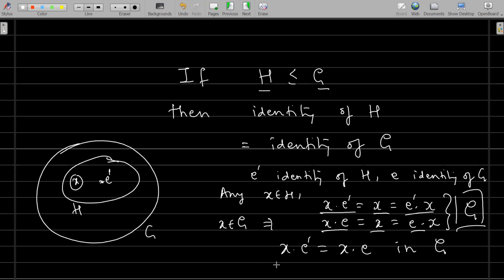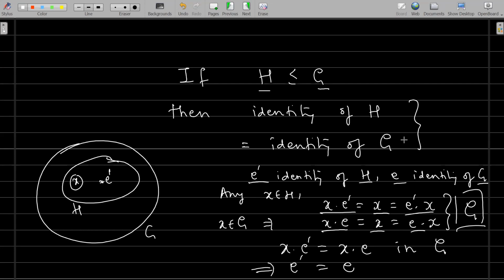So in some sense, we have cancellation laws in G, right? Using the cancellation law, or to be very precise, multiply both sides by X inverse and use associativity. So cancelling X from both sides, what we get is E' is equal to E. Though I started with E' as the identity of H and E as the identity of G, ultimately E' is E. So in fact, the identity elements are the same.